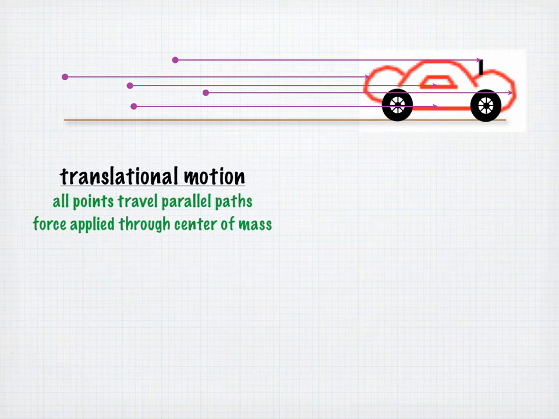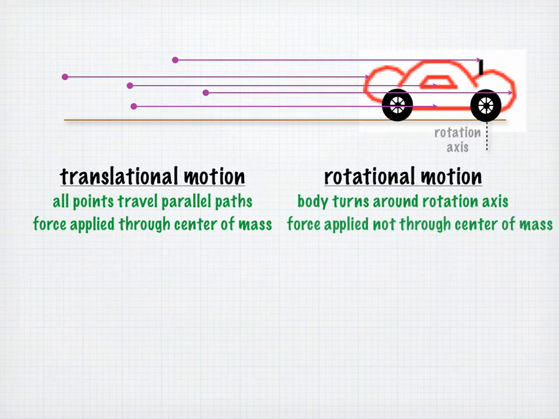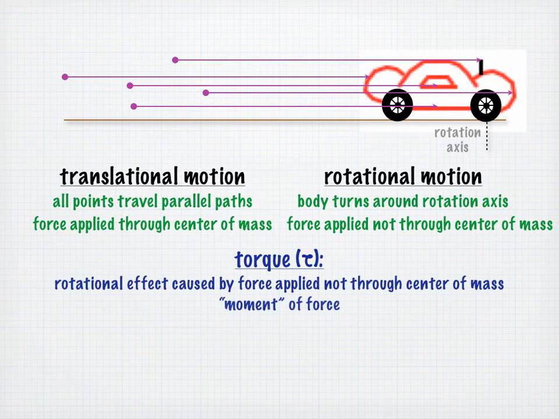In rotational motion, as with the tires, an object rotates around a fixed axis, and the motion is due to a force applied on the body, but not through the center of mass. The rotational effect caused by a force applied at a location other than the center of mass is called torque. Torque is also sometimes called the moment of the force. Torque is usually written as the Greek letter tau.